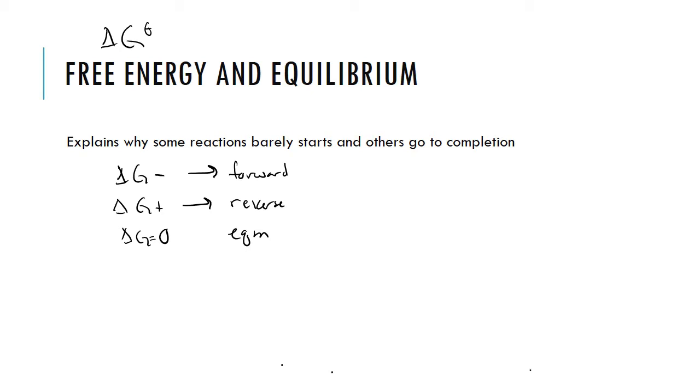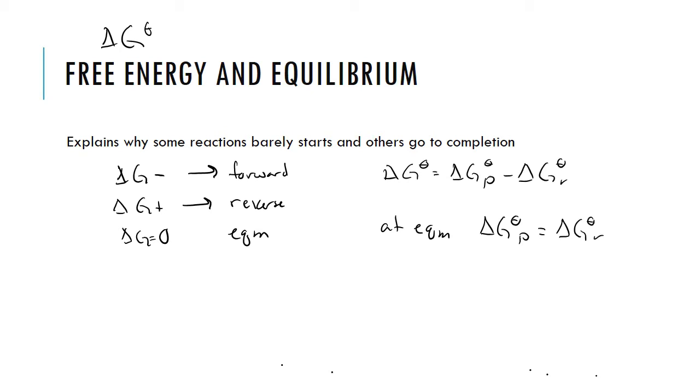All right, and so if we have the delta G of formation equation, delta G standard equals delta G of products minus delta G of reactants. At equilibrium, we assume, because delta G is going to be 0, that the delta G of products is going to equal the delta G of your reactants, and that is when the reaction essentially has used up any kind of spontaneity, any kind of free energy, and it's at the lowest point of energy available.